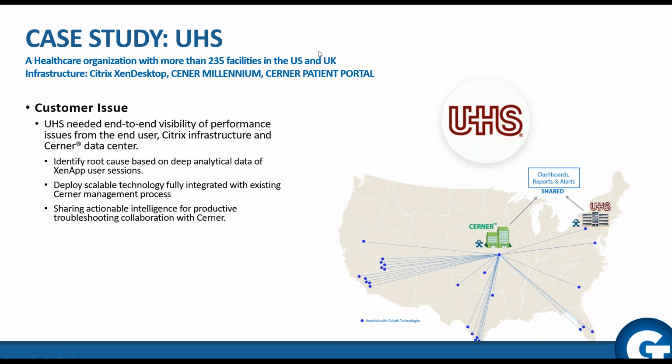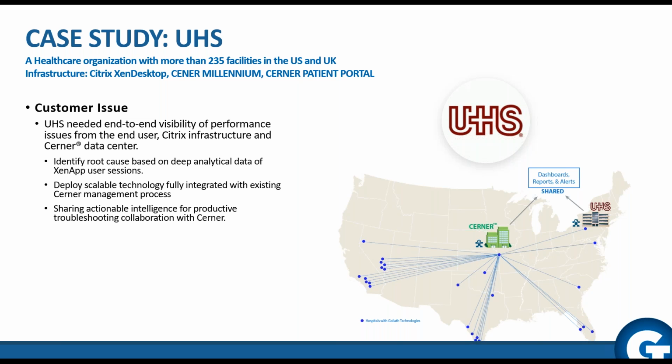And they basically came to us with a couple of different issues. They had a customer issue surrounding their need for end-to-end visibility of their performance issues, all the way from their Cerner data center that was actually hosted in RHO, they call it. That's, for those not familiar, the remote hosted data center that Citrix has. So their RHO hosted Cerner infrastructure and their internal infrastructure where they were delivering a lot of other apps. They wanted to be able to identify the root cause based on the deep data that they collected from XenApp user sessions in the environment.